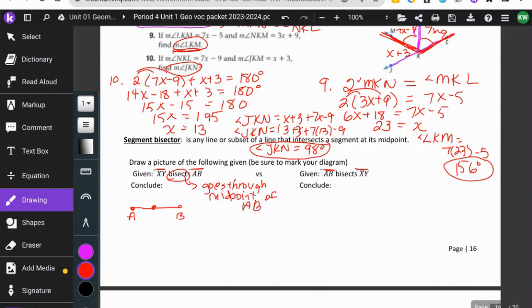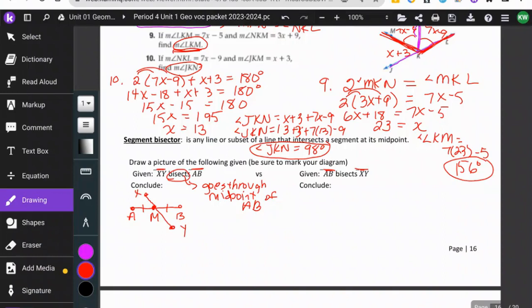So again, I'm eyeballing the midpoint. I'll call it M, and I'm marking it so someone knows that I understand what midpoint means. And then by definition, XY has got to go through that midpoint. It doesn't have to look exactly like this, but it has to go through the midpoint. And that does not make XM equal to MY. So try to make that look like they are not equal.